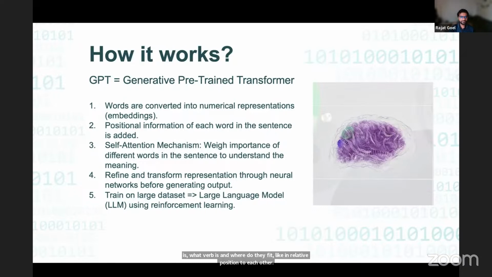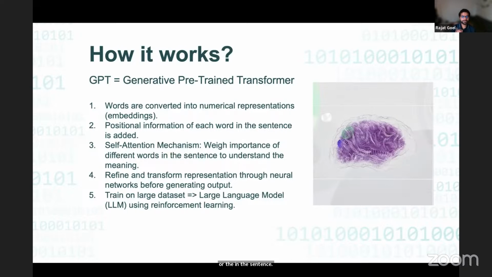The third step is the self-attention mechanism. It's a fancy term to say how we weigh the importance of different words against other words in the sentence. So if I say, Abraham Lincoln was a president of the United States, then Abraham Lincoln would have more weightage than "is" or "the" in the sentence.